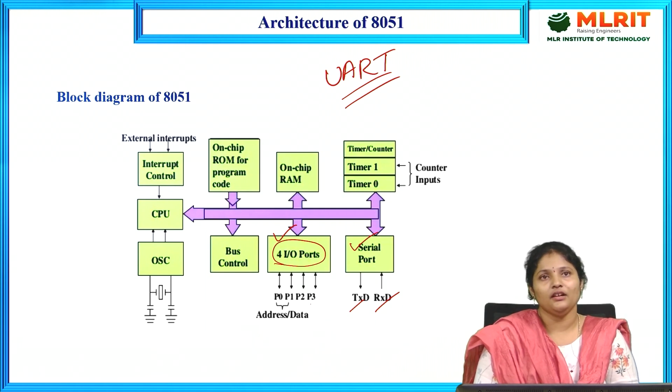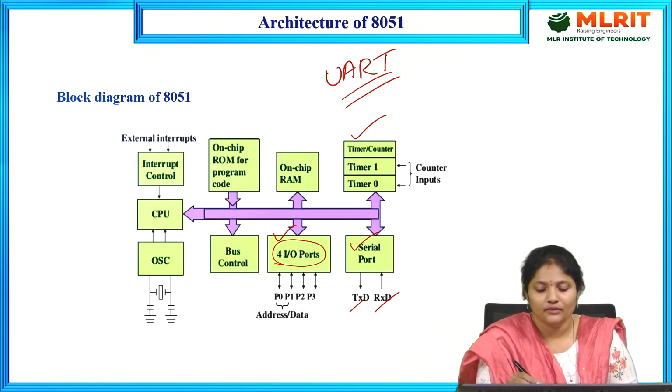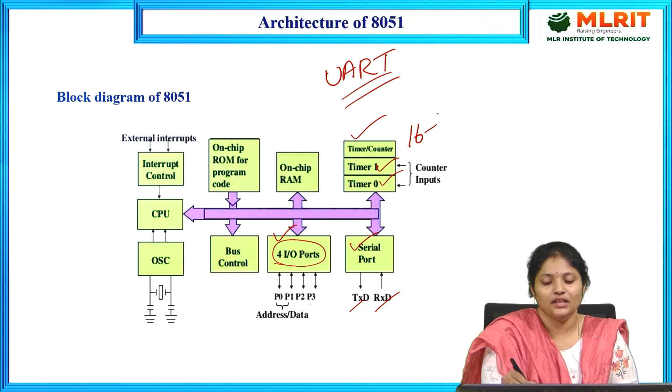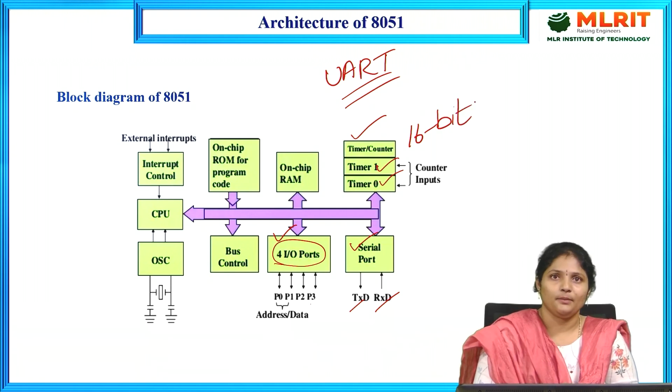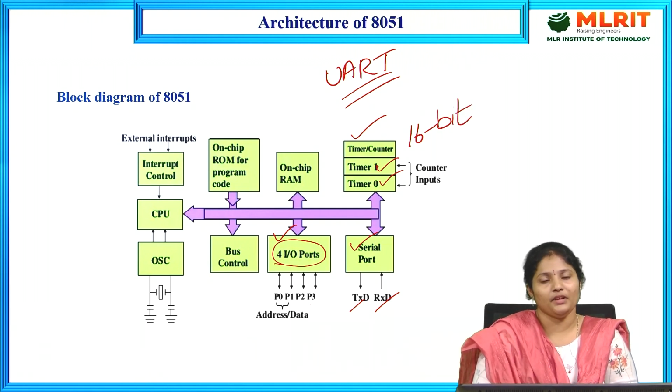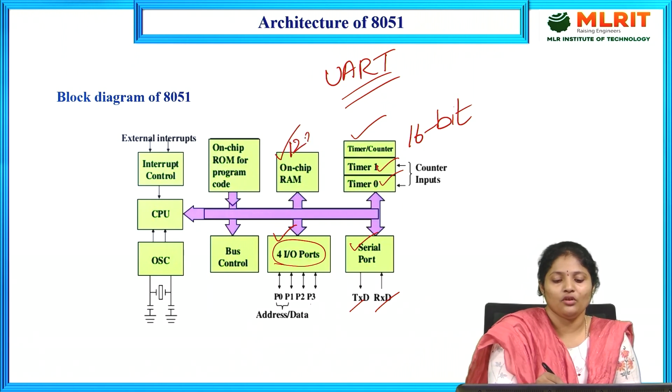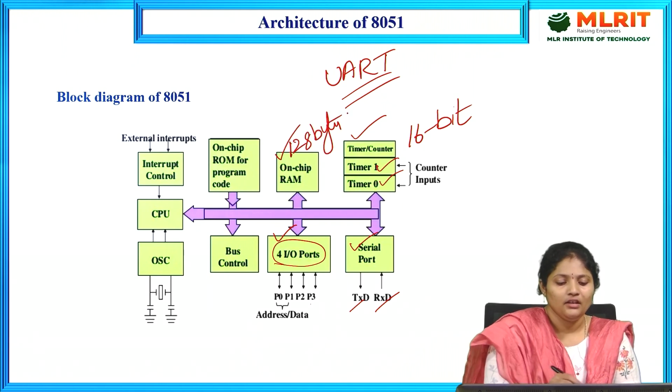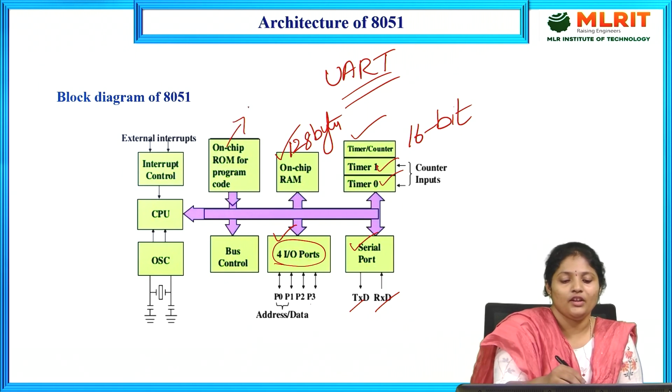Coming here, the 8051 supports two 16-bit timers or counters. Timers are used to provide the time delay, whereas counters are used to count the number of events happening outside, or external things. We have two timers, each of 16-bit, timer 0 and timer 1. Here we have internal memory. On-chip RAM is there, of 128 bytes, and on-chip ROM is there, of 4 kilobytes.